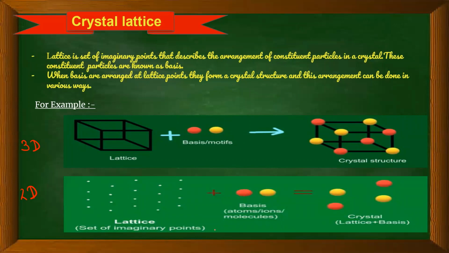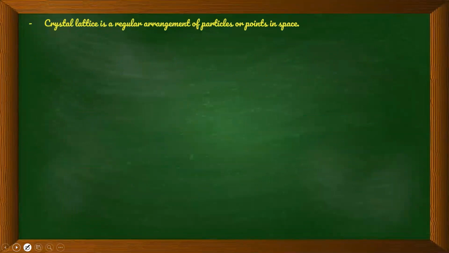Now, when these constituent particles which are known as bases occupy the lattice, a crystal structure is formed. So, in short, we can say that a crystal is the sum of lattice and the basis points. And when the bases occupy the lattice points in the lattice, a crystal structure is formed. So, we can define crystal lattice as the regular arrangement of particles or points in space.